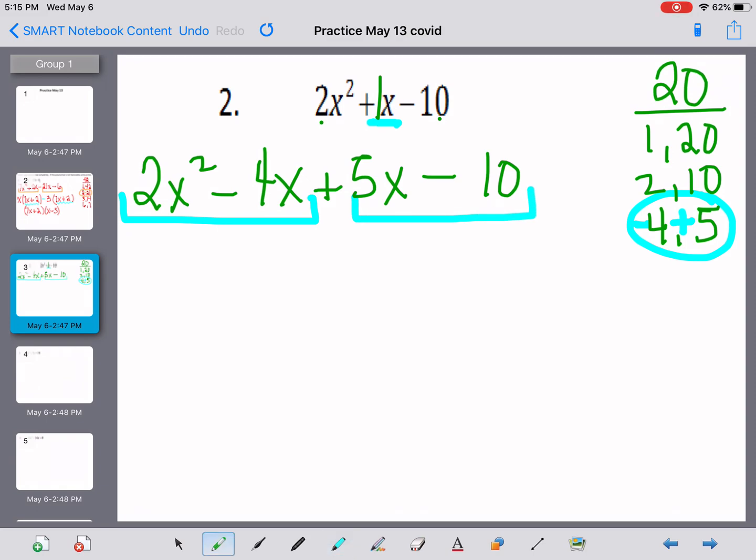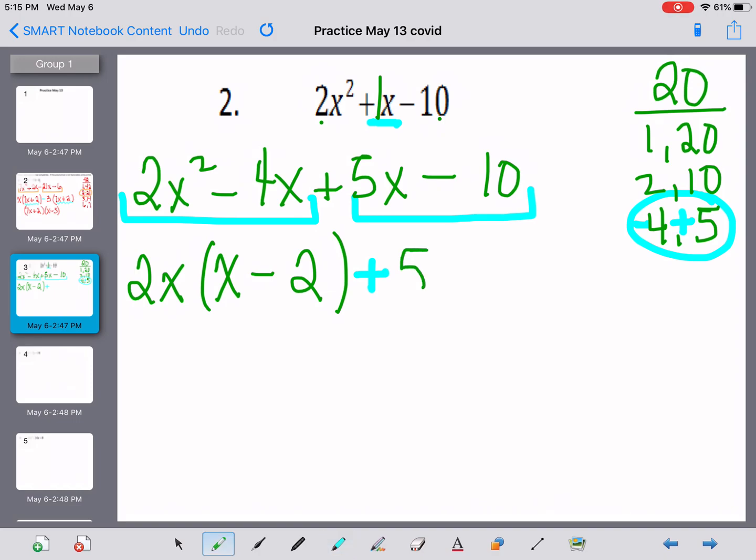And here in our first group, our greatest common factor, the biggest number that divides into both 2 and 4, is 2. And then between x squared and x, it's x. When we factor that out, 2 divided by 2 is 1. X squared divided by x is x. 4x divided by 2x is 2. 4 divided by 2 is 2. X divided by x is 1. 2 times 1 is 2. The sign here is plus.